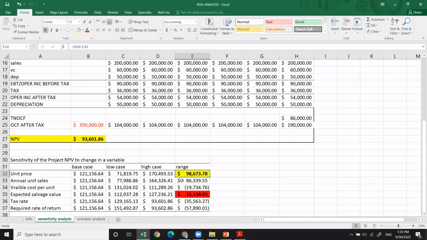And the next most sensitive one is called annual unit sales. And what is the least sensitive? It is expected salvage value, as in the example given in the slides. So as you can see here, the most part is what changes, but in all cases your NPV is positive.